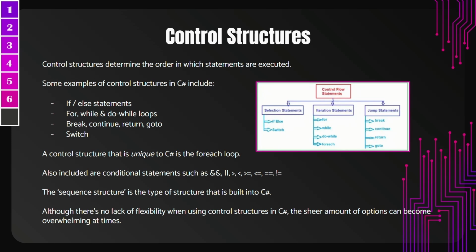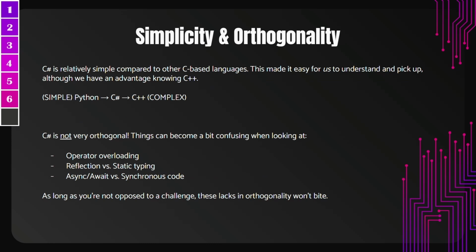Some of these, like I stated before, are if-else statements, for, while, and do-while loops, break, continue, return, go to, and switch statements. A control structure that is unique to C# is the foreach loop. There's also conditional statements that control structures use. There is a sequence structure, which is a type of structure that is built into C#. And although there is no lack of flexibility when using control structures, because there are so many options, it can be overwhelming at times.